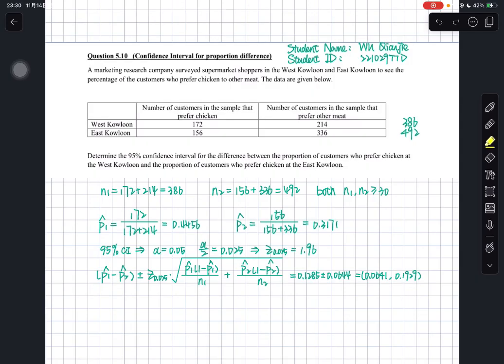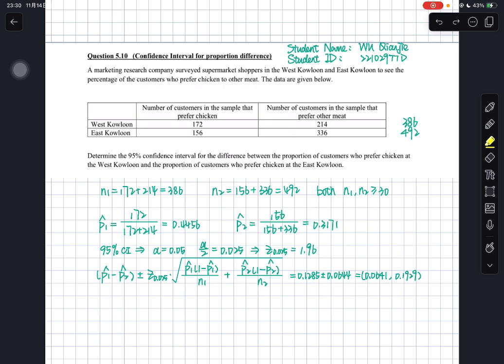So now let's get to the last question. My name is Wu Qianjie and my student ID is 2210297D. This question is to determine the confidence interval for the difference between the proportions of customers who prefer chicken at the west colon and the east colon.